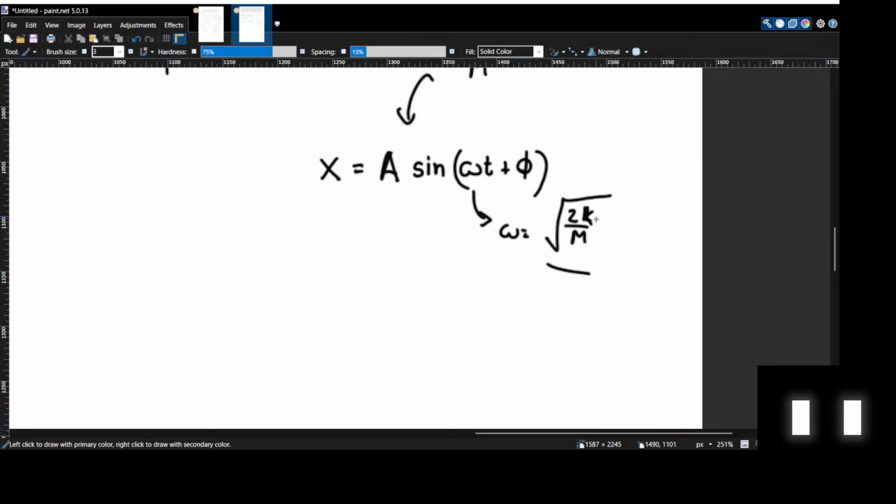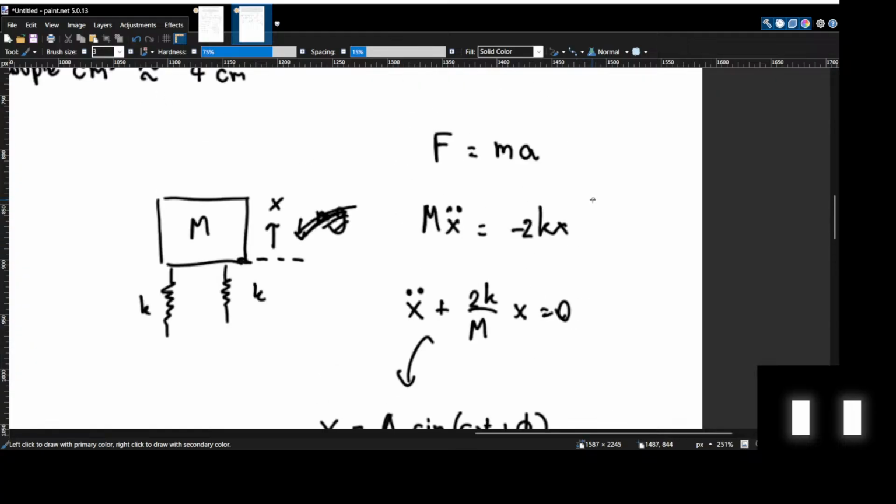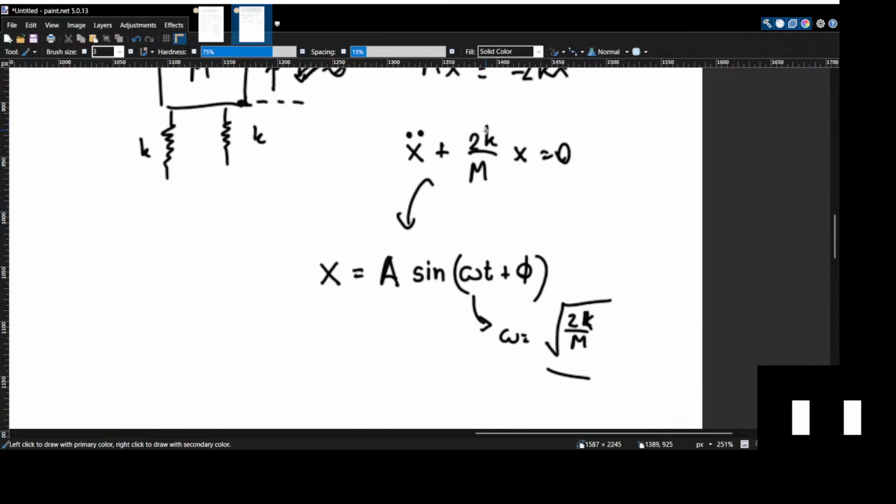So obviously the bigger the value of k is, the more it's actually, wait, hold on. K has the unit of newtons per meter, which is going to be equal to mass per second squared. You divide by mass. Okay, yeah, that is right.